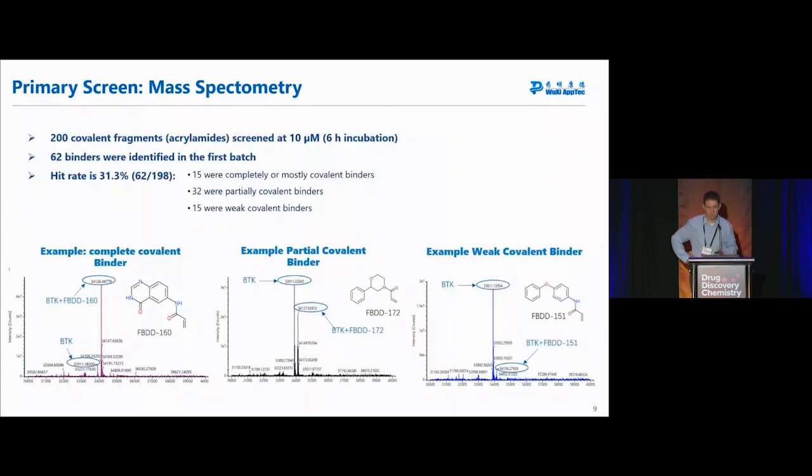So for the screening, we screened just a subset of the library, only the acrylamide part. We screened about 200 covalent acrylamide fragments at a concentration of 10 micromolar and 1 micromolar protein. We incubated the sample for 6 hours and measured. The hit rate was pretty high, pretty much as expected for the acrylamides: 62 binders out of 200, so that's about 30%. And then we clustered the hits into 3 different groups: complete covalent binders, as we can see on the left, partial covalent binders in the middle, and just very weak covalent binders.